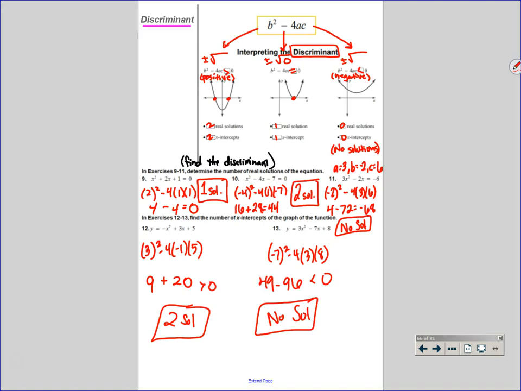Yeah, Adrian. But for number 9, it looks the same as number 13, but you wrote 1 solution instead of 1. Except this one, 4 minus 4 was a 0, whereas 49 minus 96 is a negative. I didn't know what it was off the top of my head, Alexis, but I did know it was going to be negative, which is the less than 0 case.